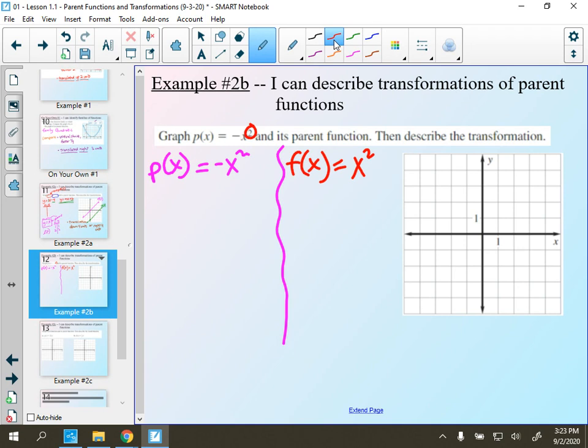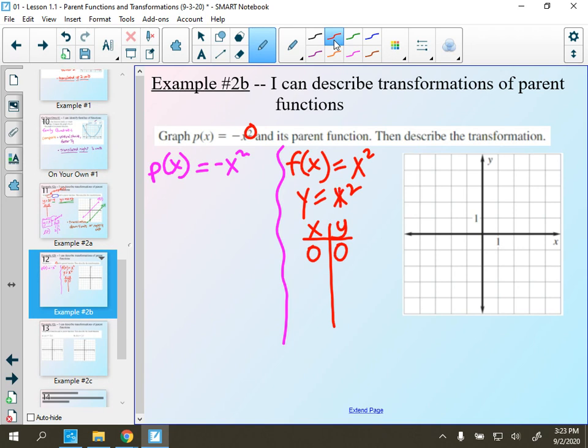Let's start with the parent function. That's an easier one, starting with something a little bit more basic. Remember, this is like y equals x squared. Make a table of values. If x equals, let's start with 0. I'm going to plug in a 0 here. 0 squared is 0. Okay, cool.